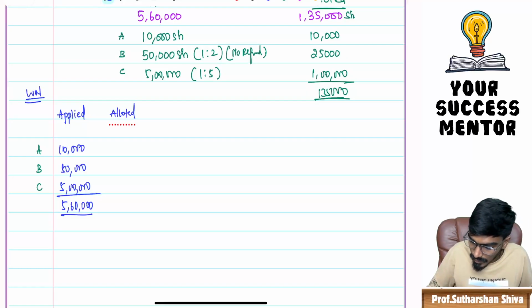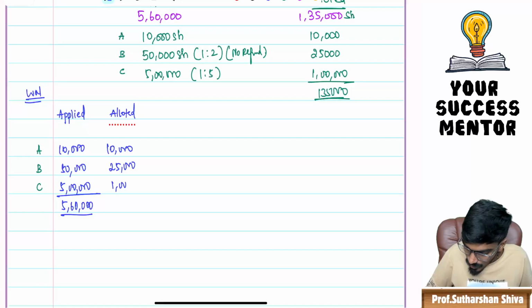Only one single working note. How much? For 10,000 they allotted 10. For this they allotted 25. For this it is going to be 1 lakh. So what is the total value? 1,35,000.